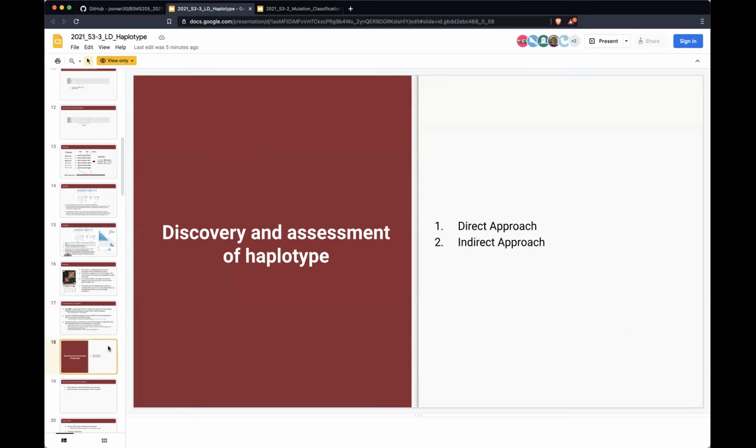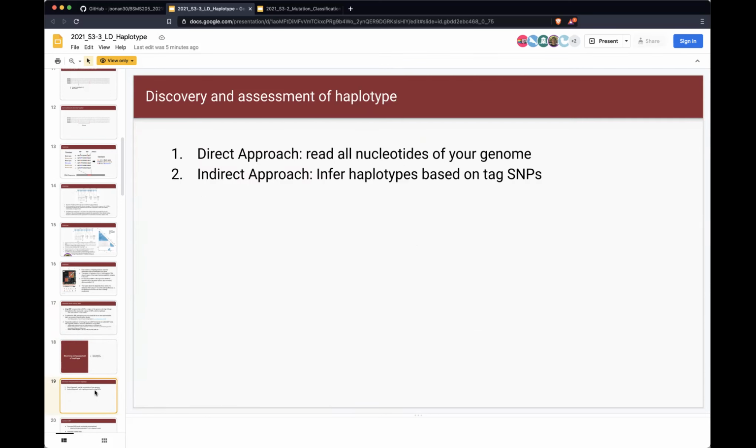Okay, so how do we discover or assess haplotypes using genomic information? There are two ways to look at haplotypes. The first is the direct approach, and the second is the indirect approach. The direct approach is to read all nucleotides of your genome, so basically you're looking at all SNPs, all variants in your genome, right? And the indirect approach is you infer, so you basically guess which haplotypes you have in your genome using the tag SNP information.